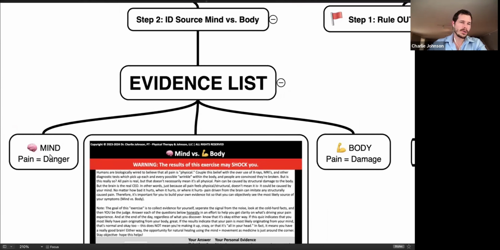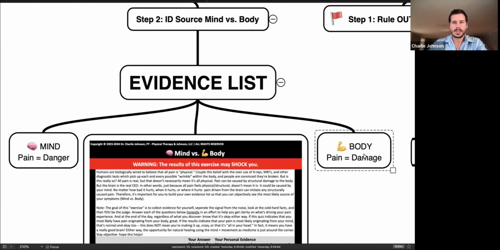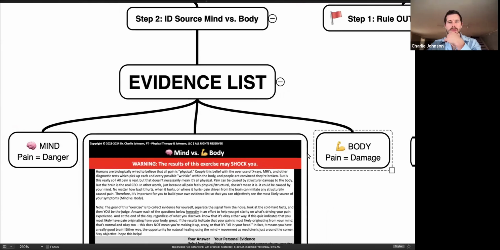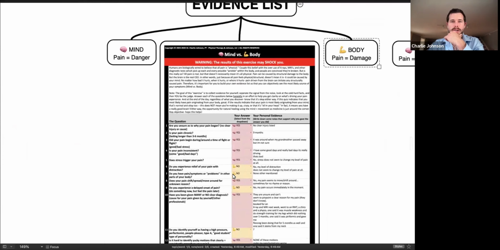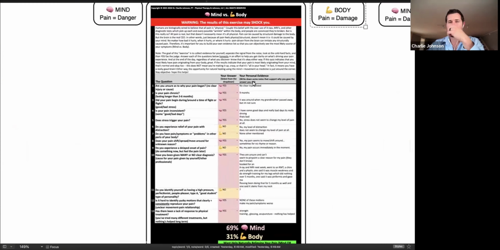So if the pain is caused by your mind, the pain is due to danger, it is not due to damage as if it were a problem within the body. What I'm going to share with you here, again, is a snippet of what we help folks figure out. Once people work with us, we supply them what we call an evidence list. The purpose of this is to help people separate the signal from the noise and be very objective about what's going on. So innocent until proven guilty.